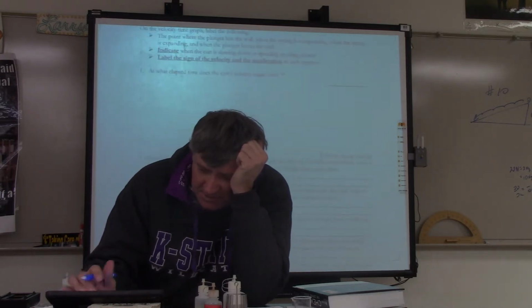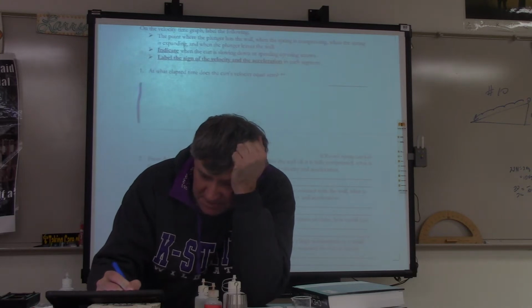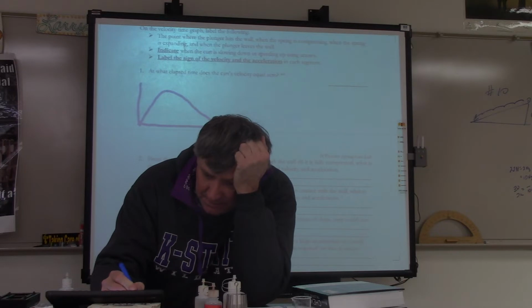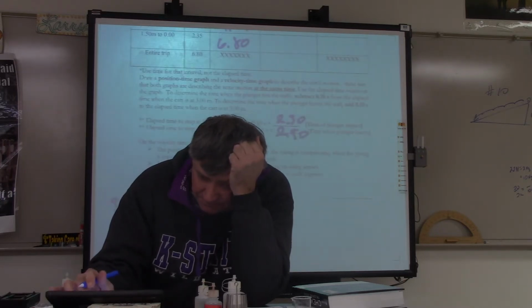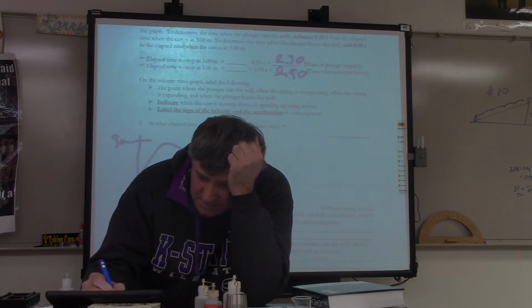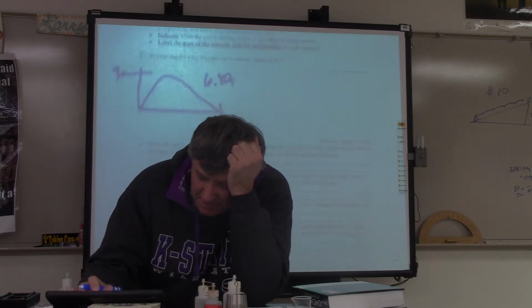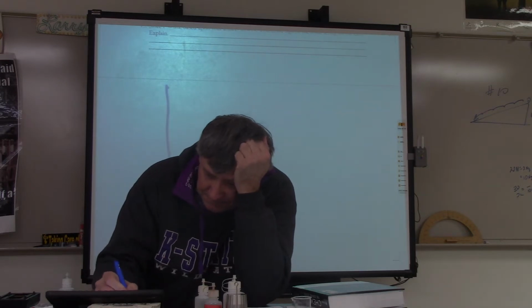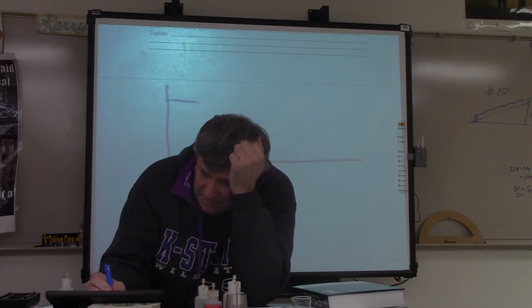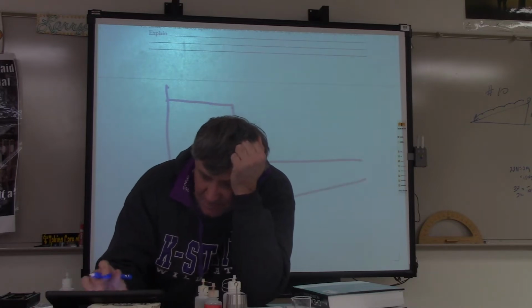So here's the whole deal. Your position-time graph is going to look something like this. So that's going to be 3 meters, and that's going to be out here at 6.80 seconds. Now, the hard part is your velocity-time graph. Okay? That's going to look something like this.